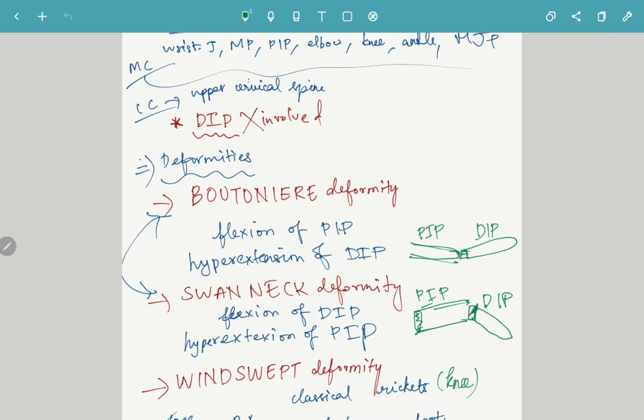So remember that in boutonniere deformity, there is going to be a rupture of the extensor tendon. Initially the joints will be mobile, followed by rigidity.